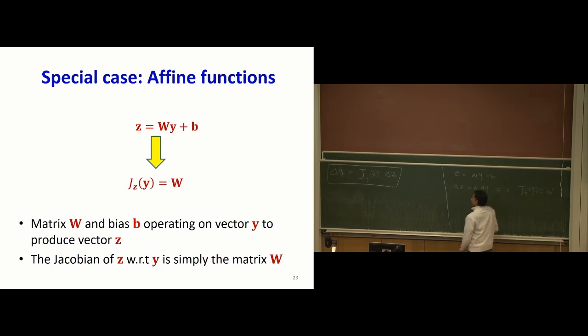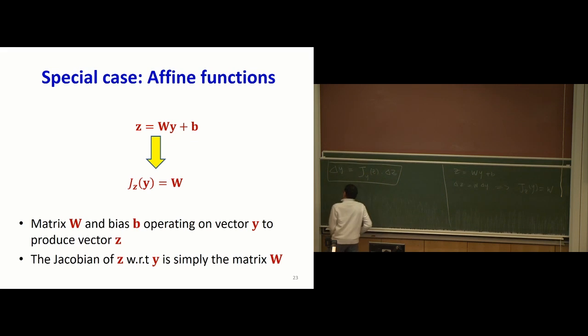So let me write this down. If z equals wy plus b, then this implies that the derivative of z with respect to y, or I'll just write this as a Jacobian of z with respect to y, is going to be w. And by the same token, the derivative of z with respect to b is going to be just 1, because b is an additive term.